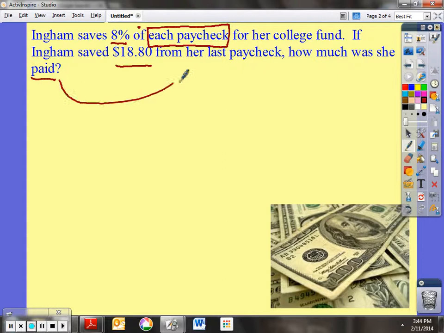So we're trying to figure out this right here. How much was she paid? Well, we know she's saving 8% of, Griffin, excuse me.